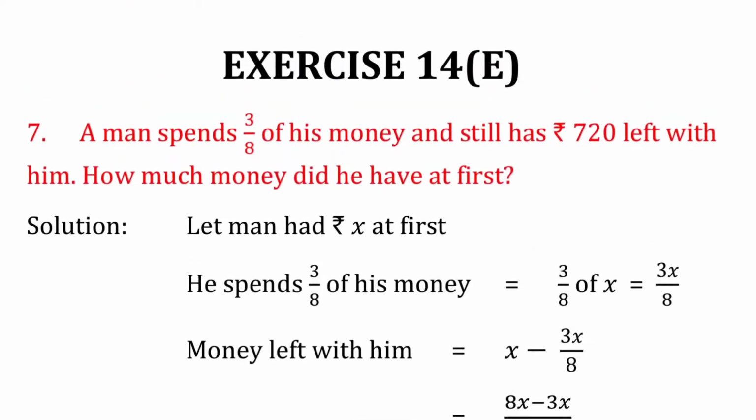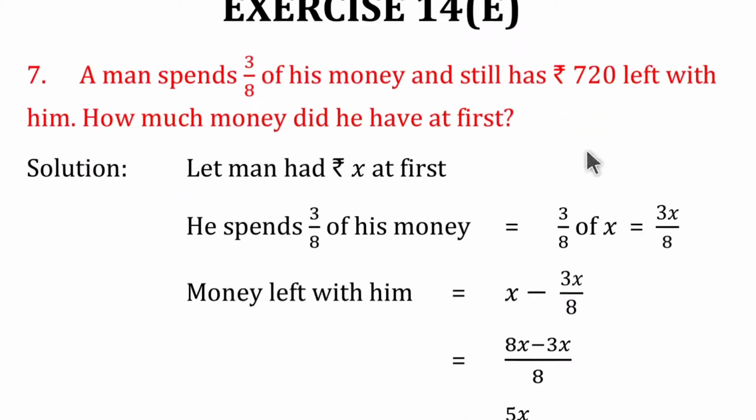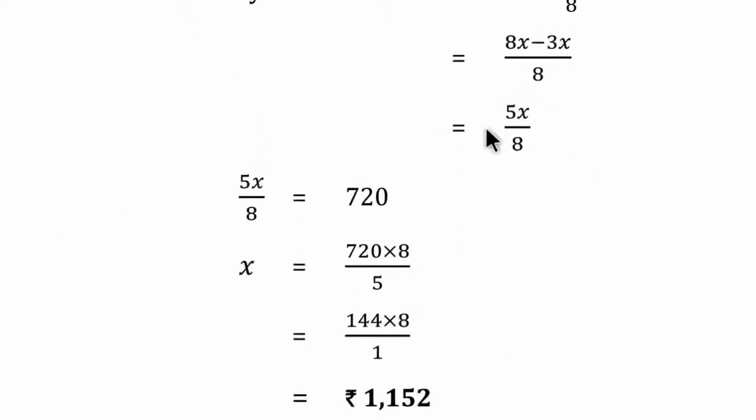Now in the question, the money left with him is rupees 720. So this 720 and this 5x by 8 are supposed to be equal. So when you equate it, we'll form the equation where we have to get the value of x. So in order to solve and get the value of x, we will take this 8 to the right hand side and multiply with 720. And this 5 comes to the denominator on the right hand side. That means 720 will be divided by 5 and multiplied with 8.